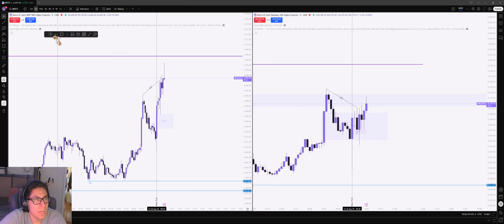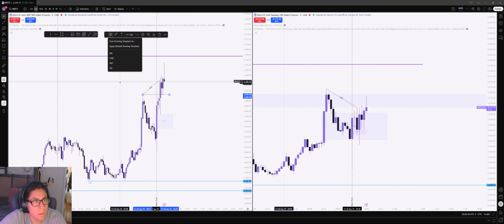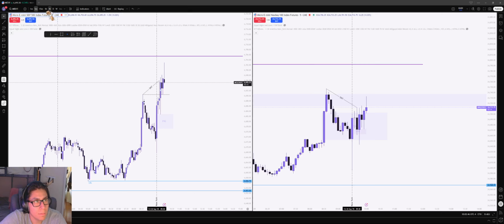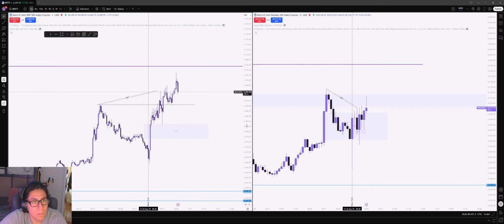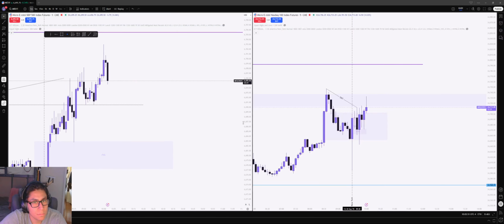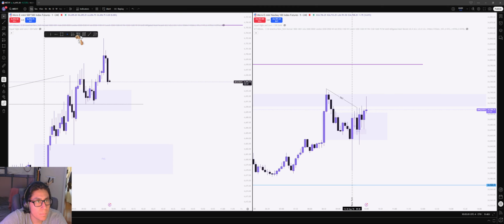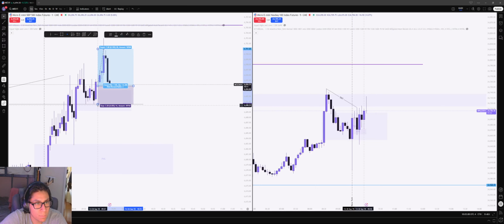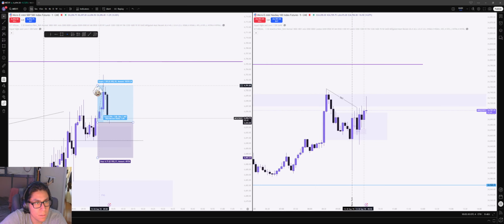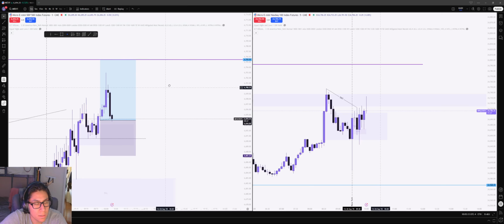So we closed above this high here, right? Yeah. Closed above the high here. Retrace back into this FVG. Would it be crazy to take an entry here? Place stop loss, no, stop loss down here, and aim for this high.